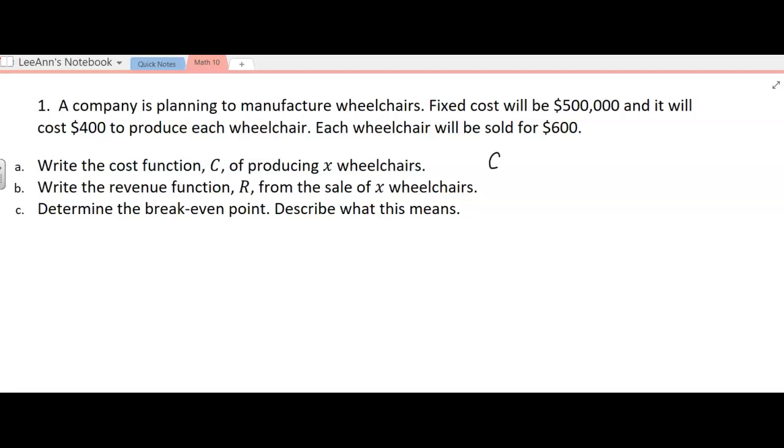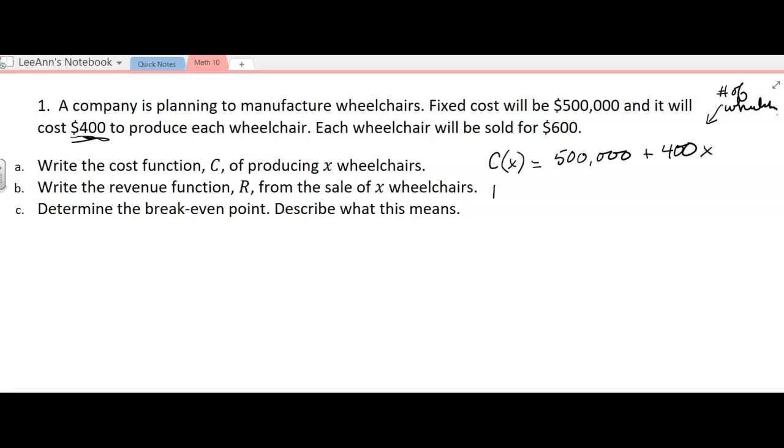Okay, so for part A, how do you figure out the cost? Well, you take the fixed costs, and then you have to add in the cost per wheelchair. So fixed costs are 500,000 plus, and then how much does it cost to produce each wheelchair? $400. So it's 400 times X. X is the number of wheelchairs that you're manufacturing.